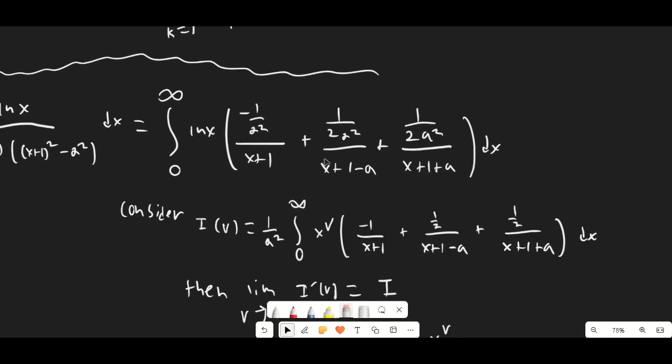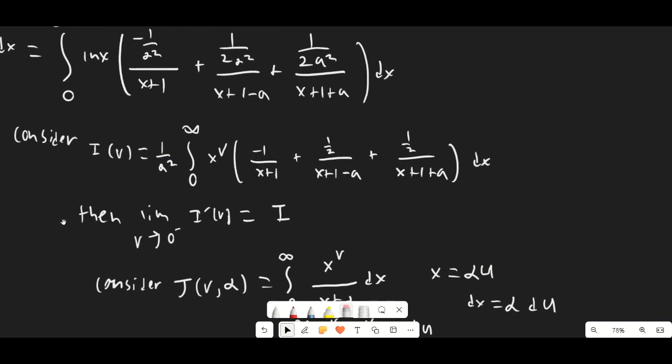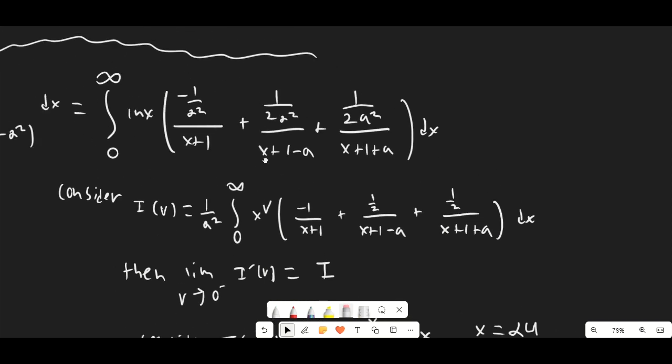The way we're going to do that is we're going to consider I of v, a function of v, which is going to be 1 over a squared times the integral from 0 to infinity of x to the v times all these functions, rather than ln x times them. I just factored out that 1 over a squared. Notice that if we differentiate I of v with respect to v, we get an ln x out of there. So if we take the limit as v goes to 0 from the left of I prime of v, that's going to give us just this original function, which is what we're trying to integrate.